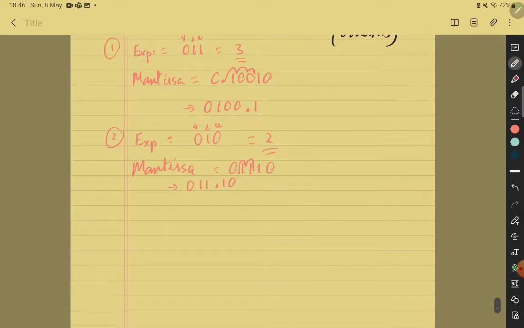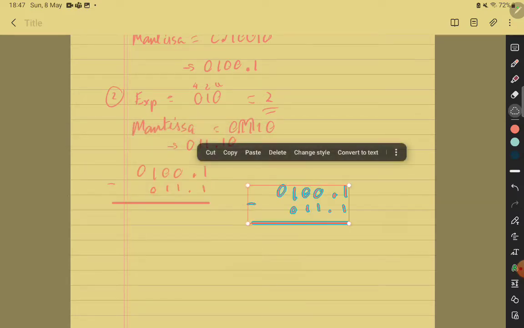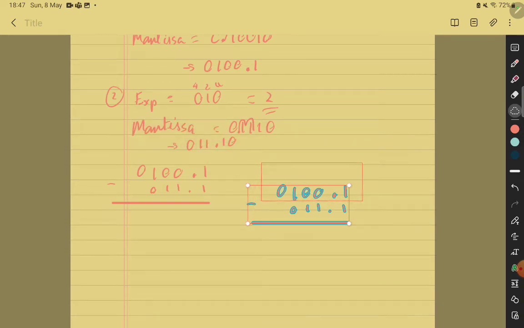So now we have to subtract them: 0100.1 minus 011.1. Now, we could do the regular method of subtraction. However, we could also do the 2's complement method of subtraction. Generally, if they don't specify, you have to do the regular method of subtraction, which would give you the following result.